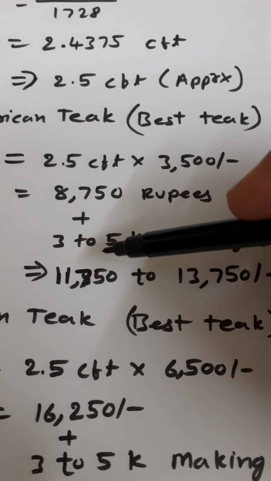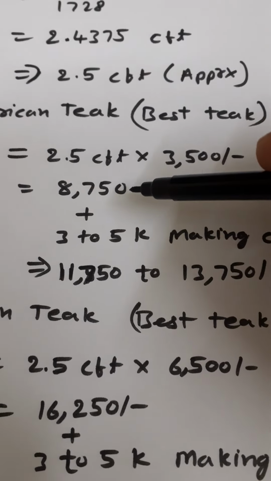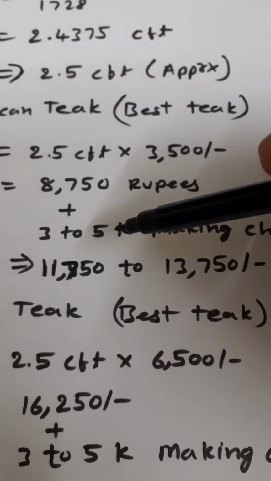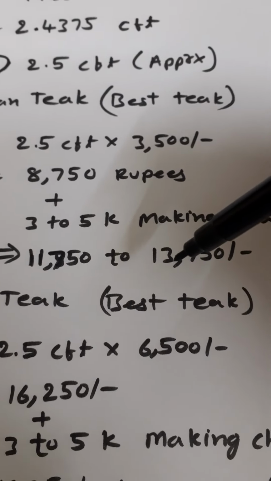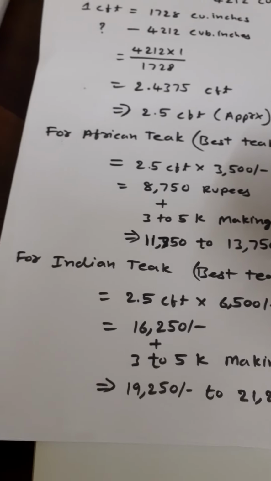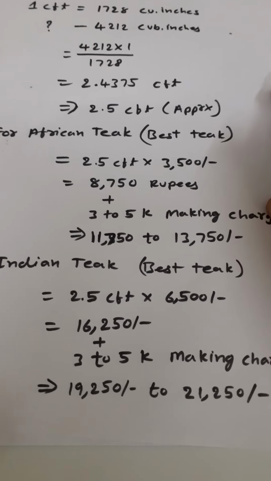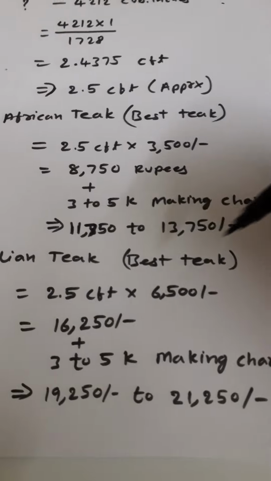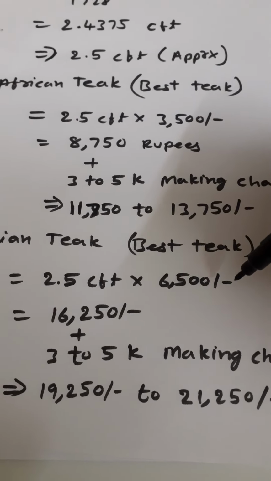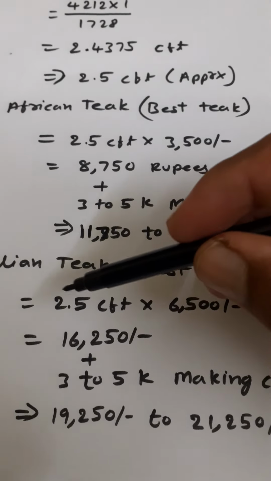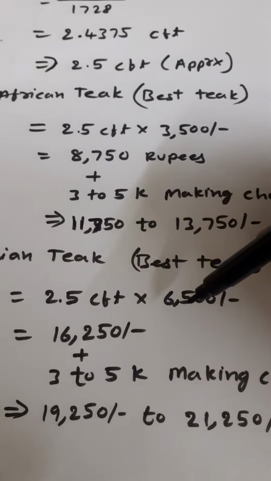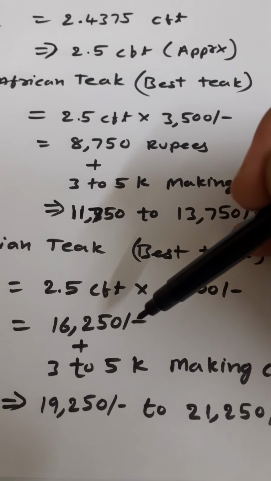So if we add this 3000 rupees to 8750 rupees, we get 11750 rupees. And if it is 5000 rupees, it will range anywhere till 13750 rupees. And if we are considering the Indian teak, the best quality of the Indian teak, the cost will be about 6500 rupees per CFT. So 2.5 CFT into 6500 rupees, it will come up to 16250 rupees.